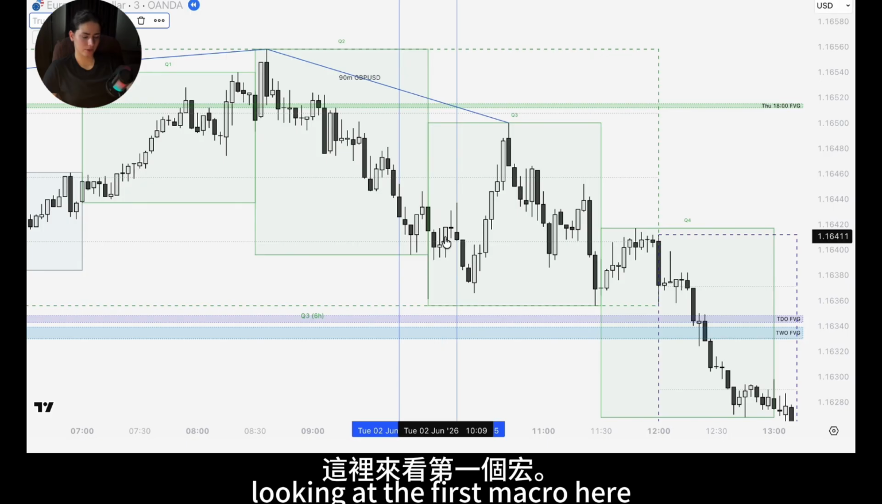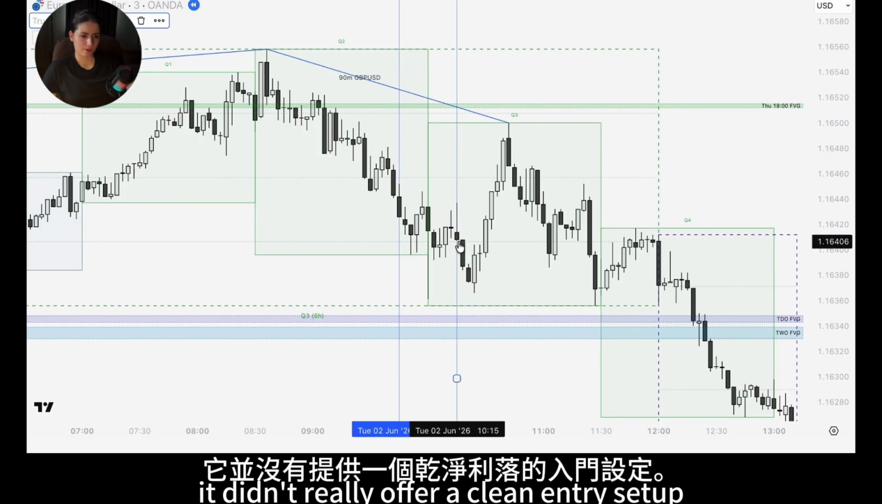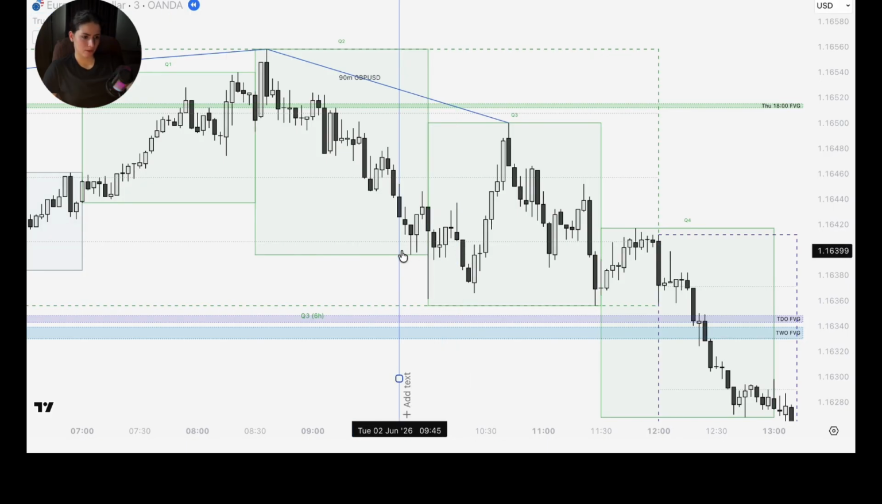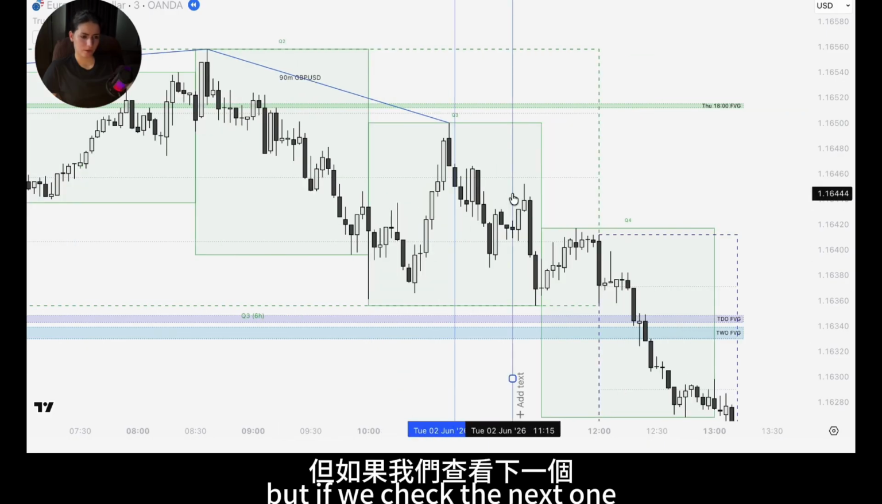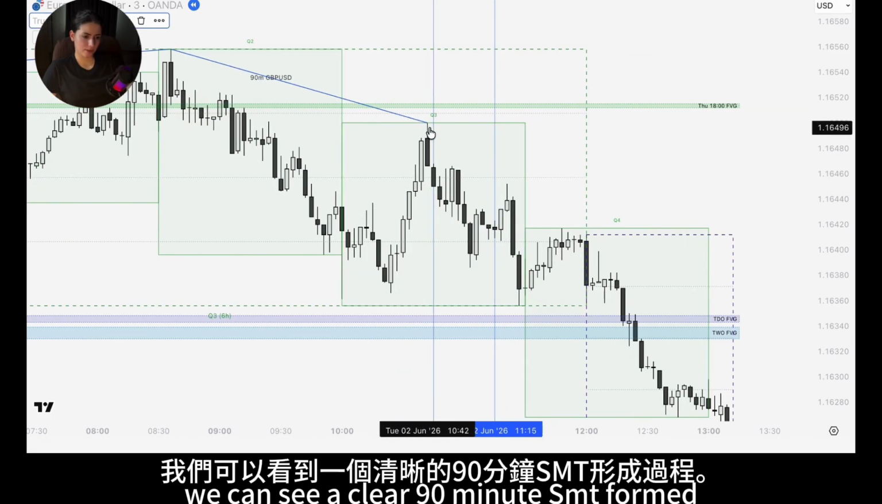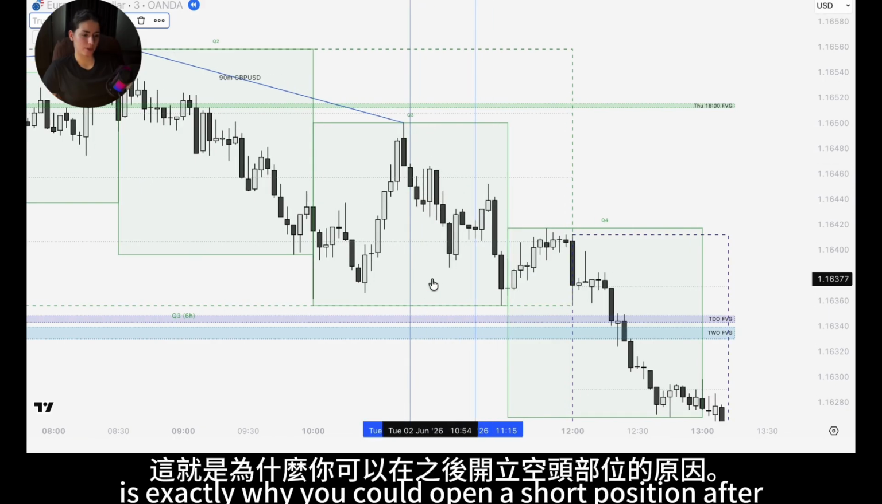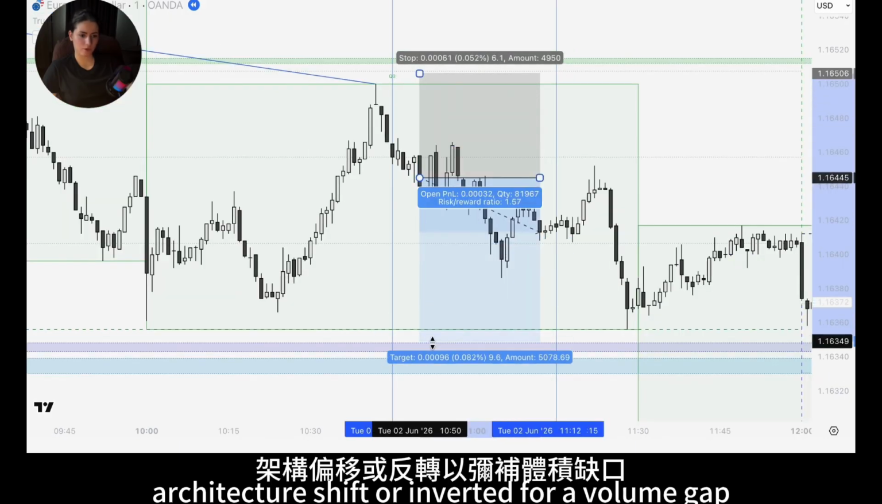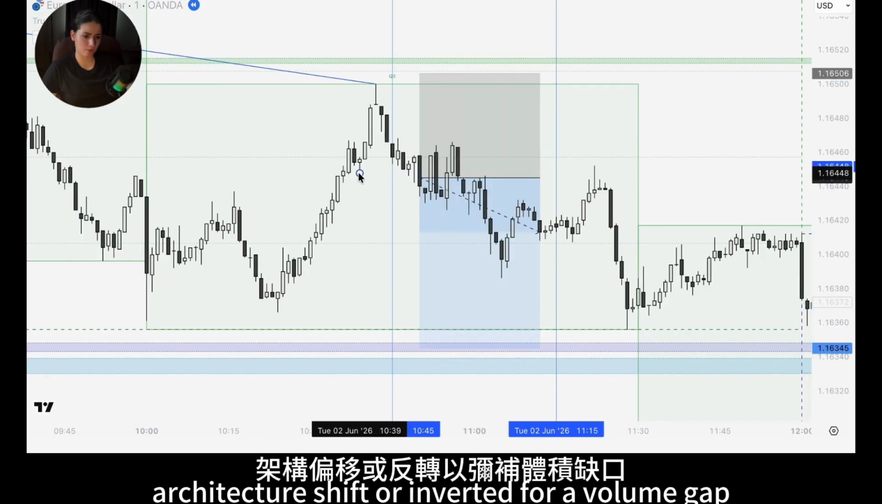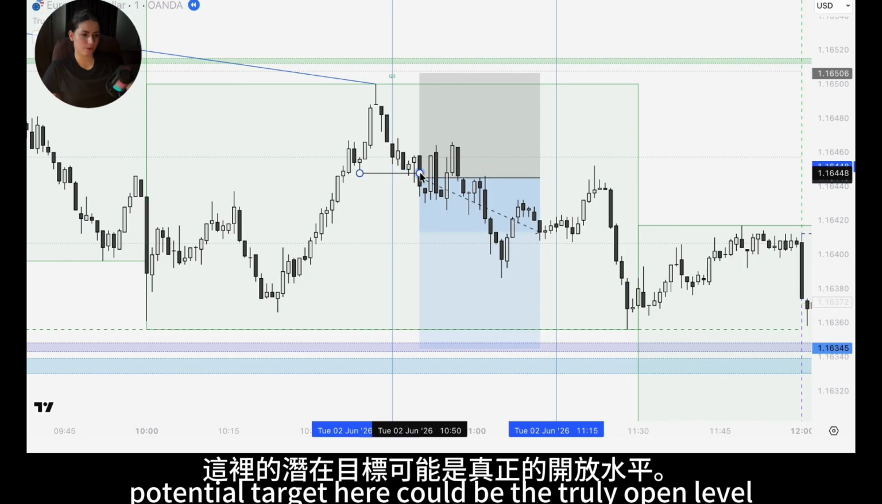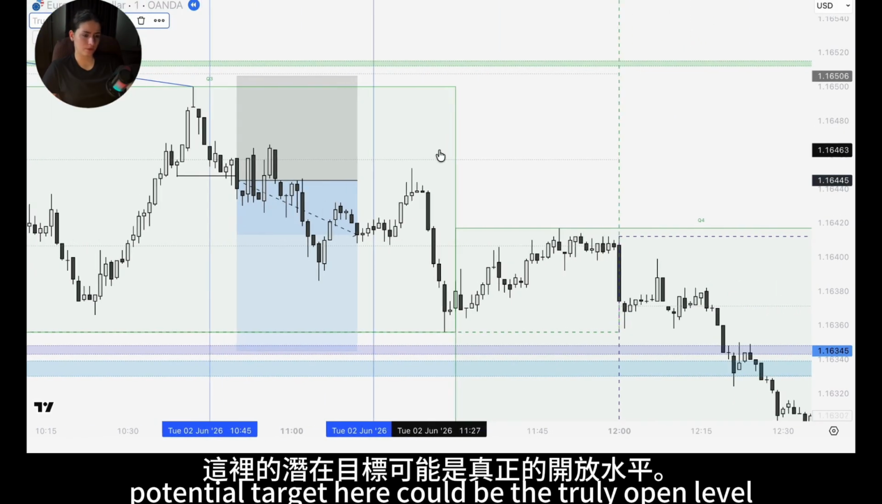Looking at the first macro here, it didn't really offer a clean entry setup. But if we check the next one, we can see a clear 90-minute SMT formed, and that is exactly where you could open a short position after a market structure shift or inverted fair value gap. A potential target here could be the through the open level.